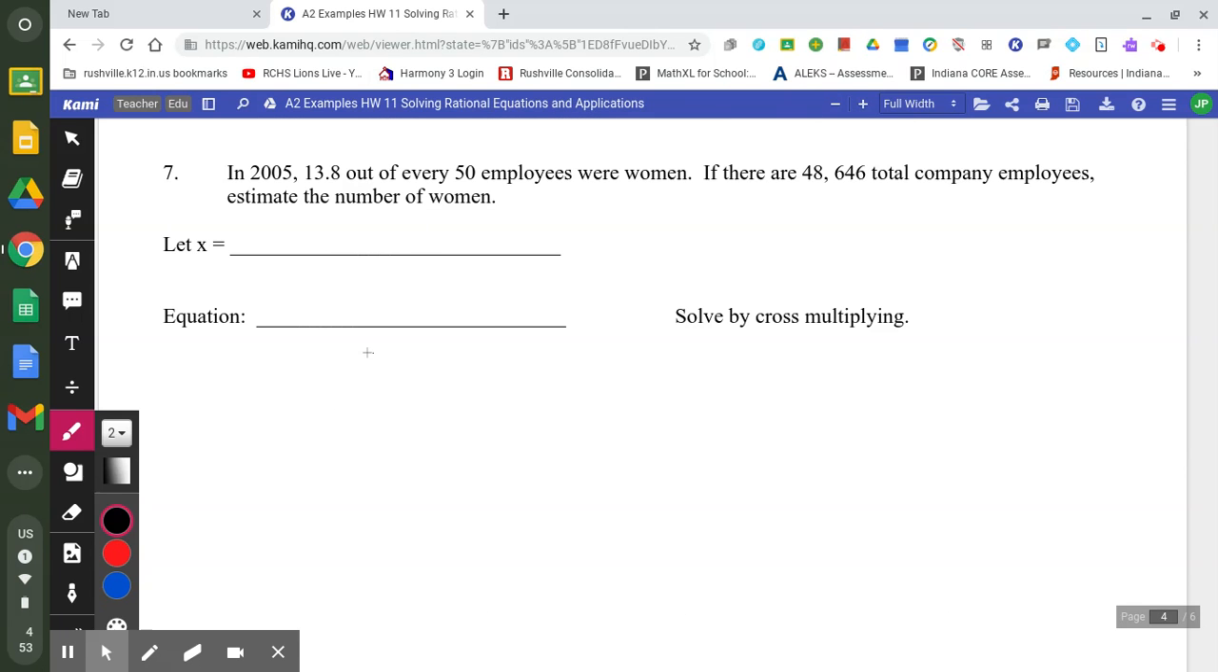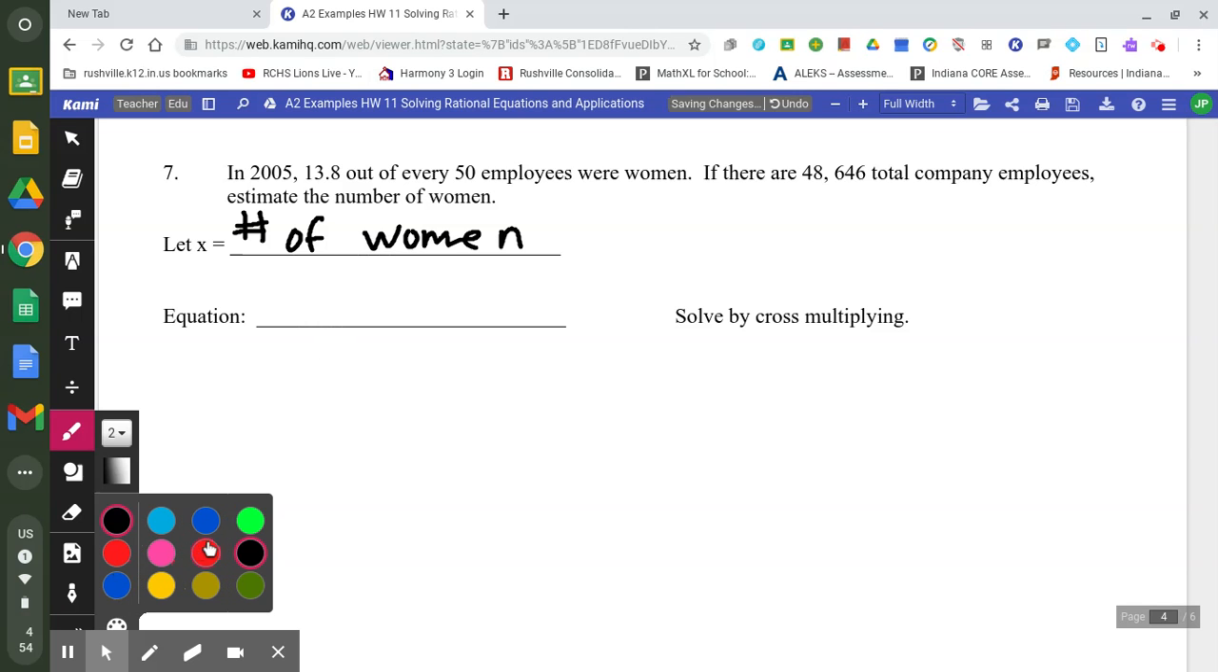Okay, number 7 is our first word problem. In 2005, 13.8 out of every 50 employees were women. If there are 48,656 total company employees, estimate the number of women. Well, they're asking to find the number of women, so let x equal the number of women. So we are going to set up an equation with those numbers.